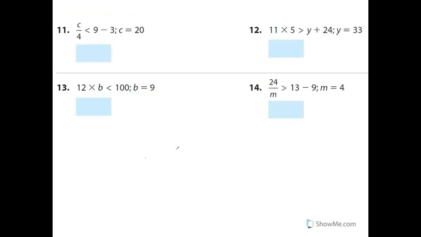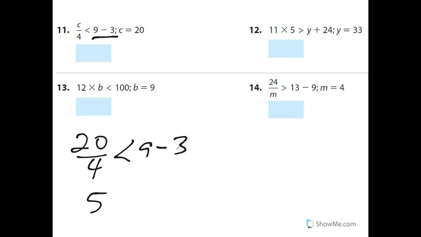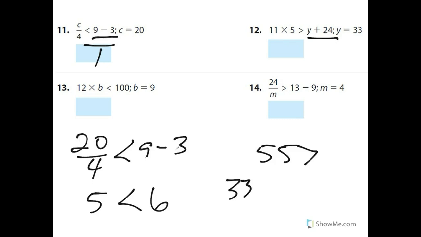Alright, number 11 is a bit more complicated because there's also an expression on this side. So we've got 20 divided by 4 is less than 9 minus 3. I'm going to do both of these. So we got 5 is less than 6. That is true. And then 12, 11 times 5 is 55, greater than 33 plus 24, and 33 plus 24 is 57. 55 is not greater than 57. That's false. Alright, 13 and 14, go ahead and do those and we'll go over them.